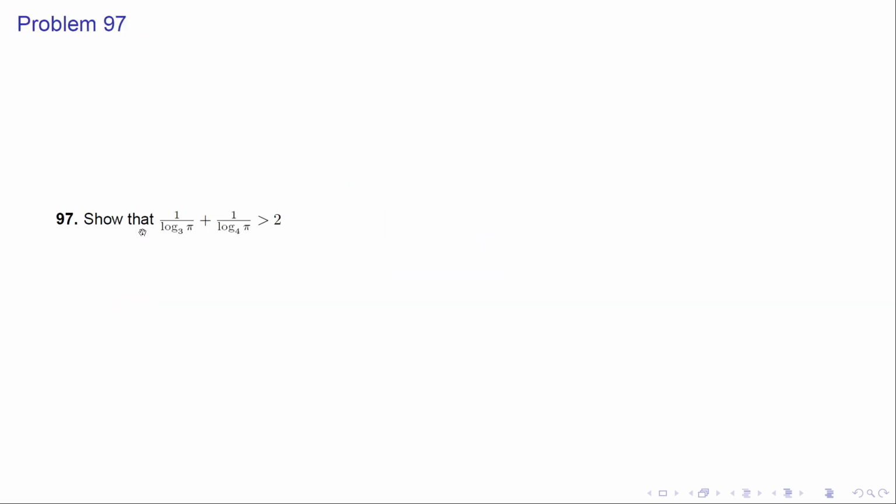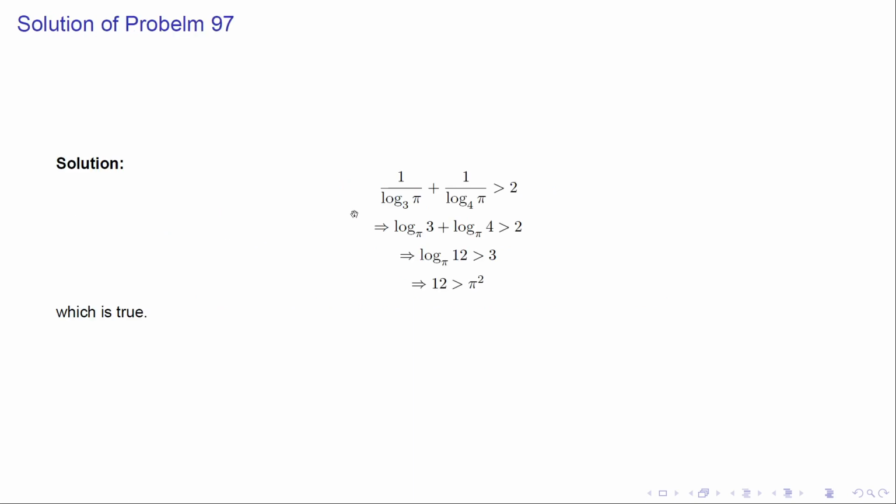Problem 97 says that show that 1 by log of pi with base 3 plus 1 by log of pi with base 4 is greater than 2. So what we do here is we bring out these numbers to numerator by exchanging the pi and the base. So we get log of 3 with base pi plus log of 4 with base pi.